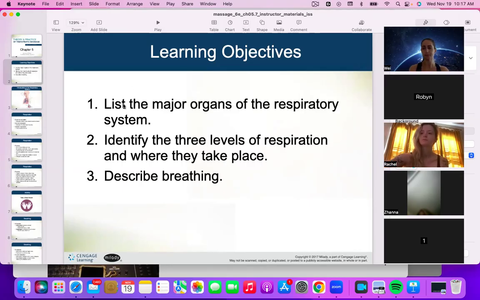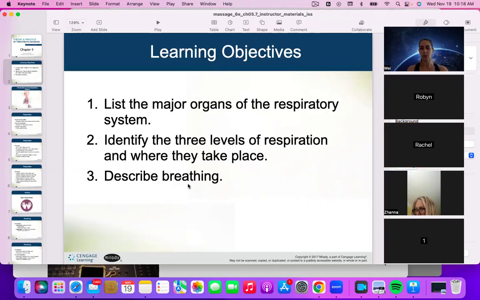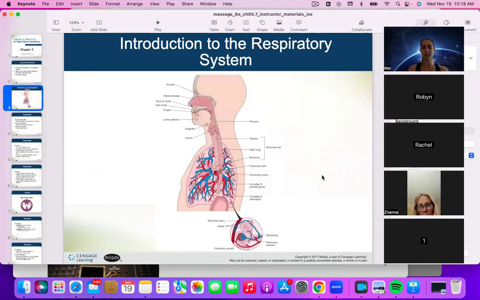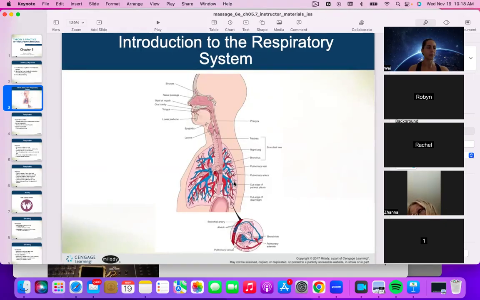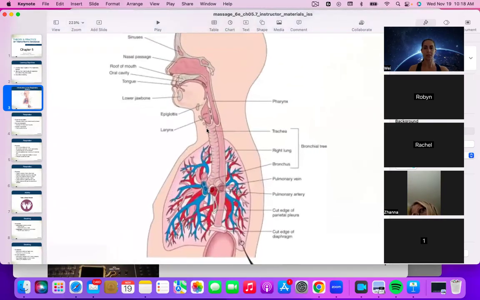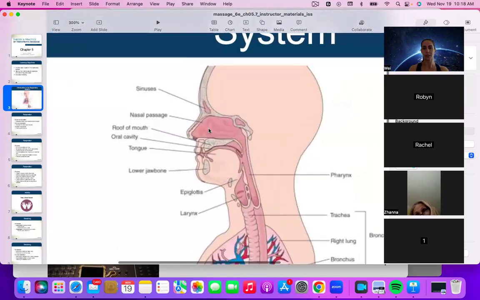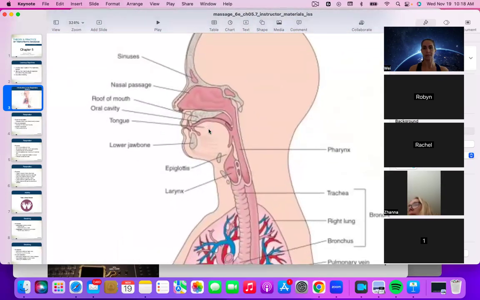Anyways, for now, we understand these three things that we need to learn: the major organs, the three levels of respiration, and we're going to describe breathing as the process of how it happens. Okay, so let's look at this graph right here together. And keep that page open in your book if you find it, okay?